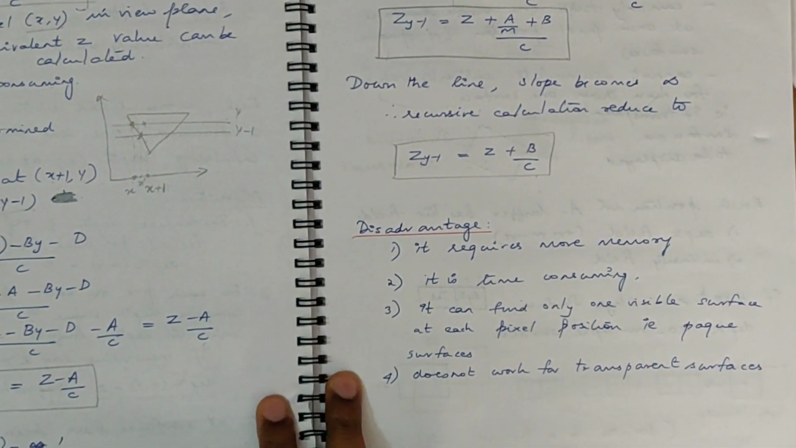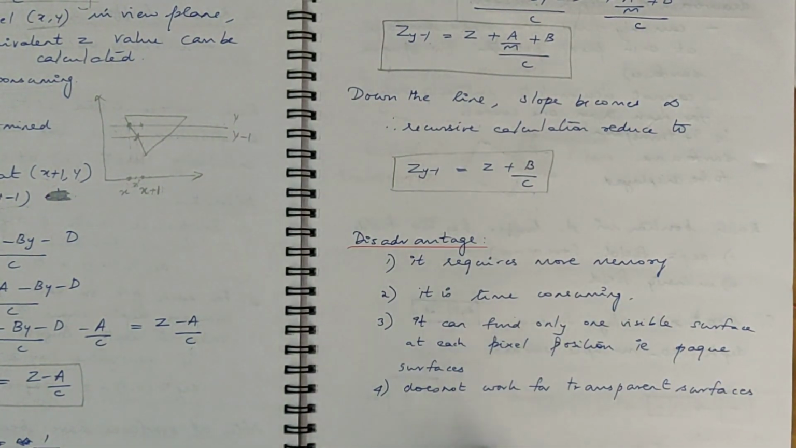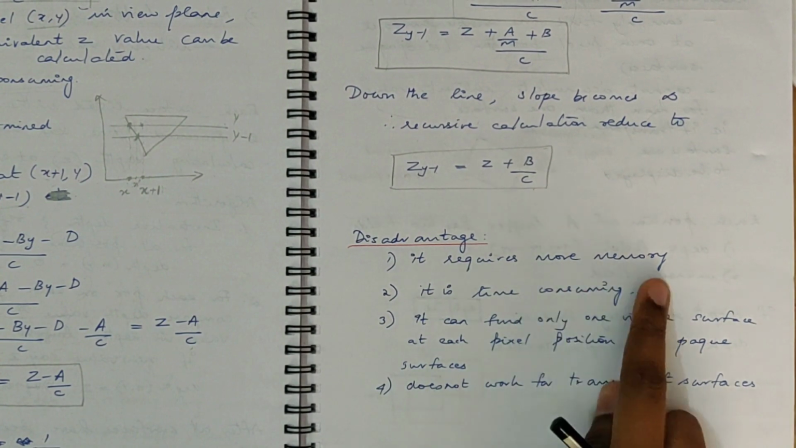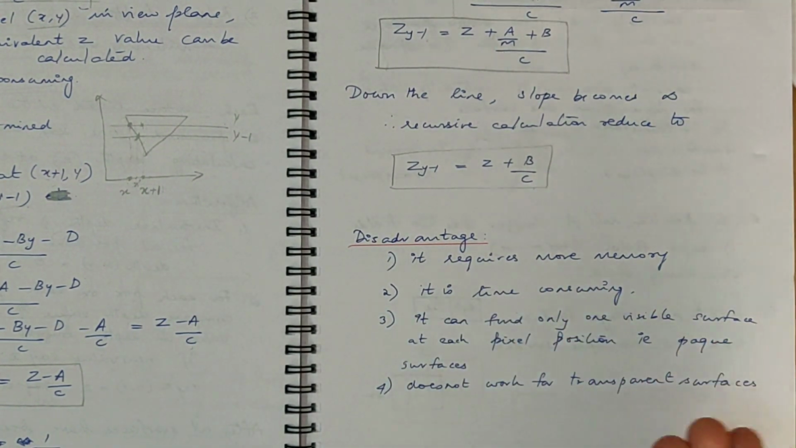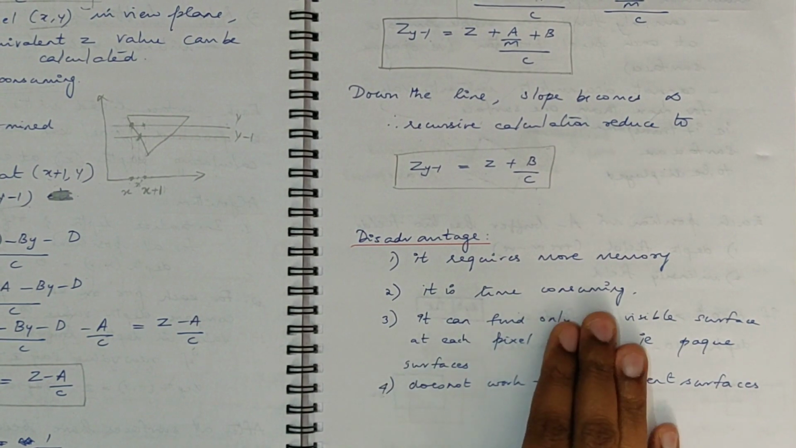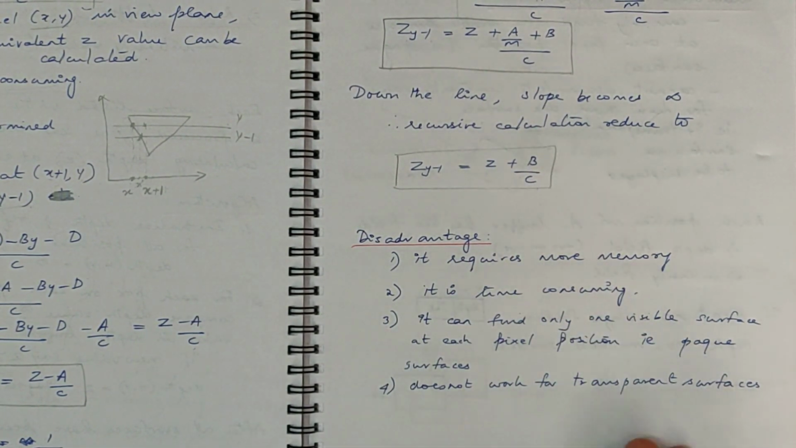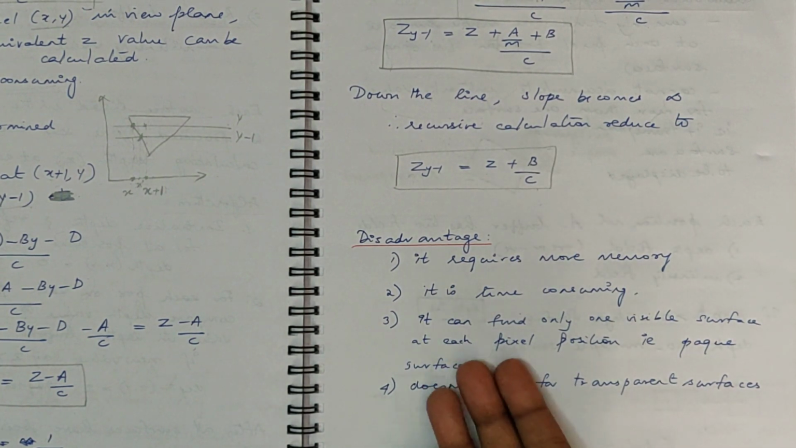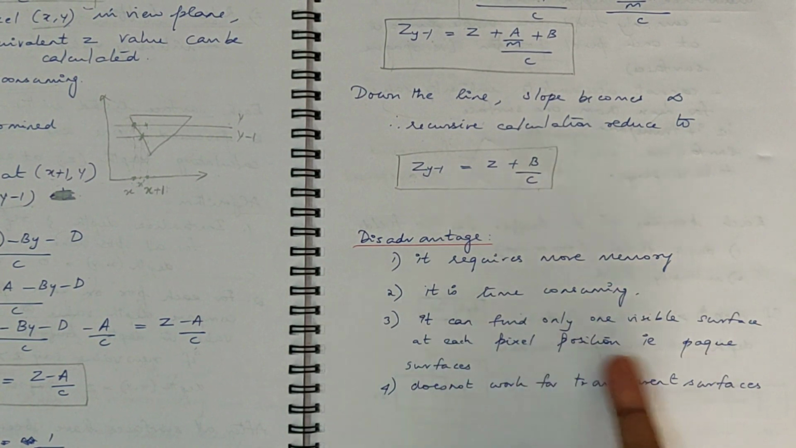Even though it will work fine with overlapping of objects, there are a few disadvantages to this method. It requires more memory, because you are using two buffers, your depth buffer and refresh buffer. So more memory is needed for this. Then this is time consuming, because you are taking each pixel position for each surface. Now this is one major drawback: it can only find one visible surface at each pixel position.